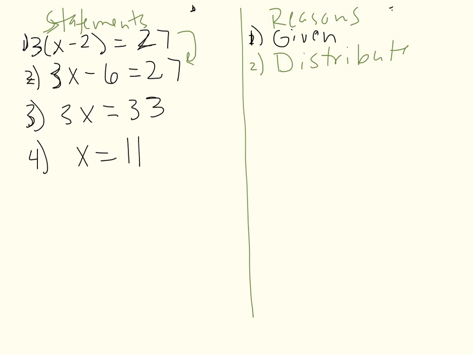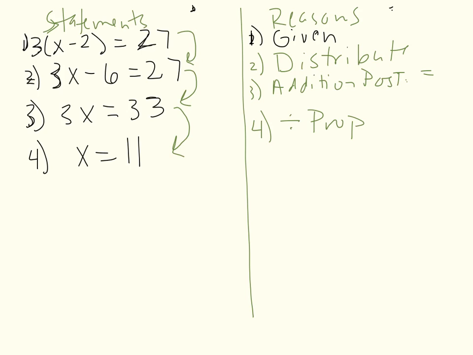And then again, you have to think, how do I go from step 2 to step 3? I added on both sides of my equation. So this would be the addition postulate of equality, and I would always just shorten it up and put an equal sign. And last but not least, how did I get from step 3 to step 4? I divided. So you could also do division property of equality, and that would be my proof.